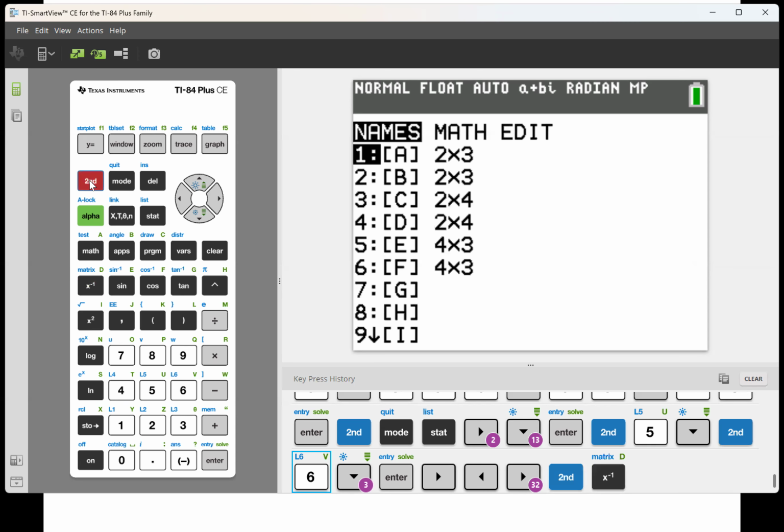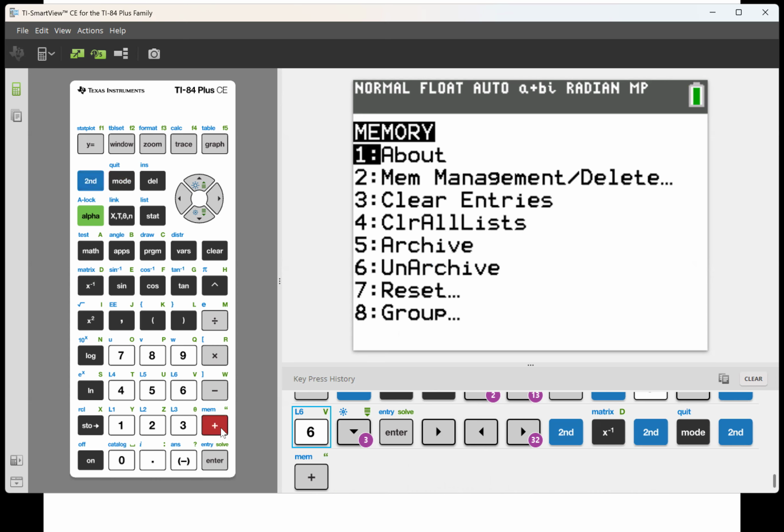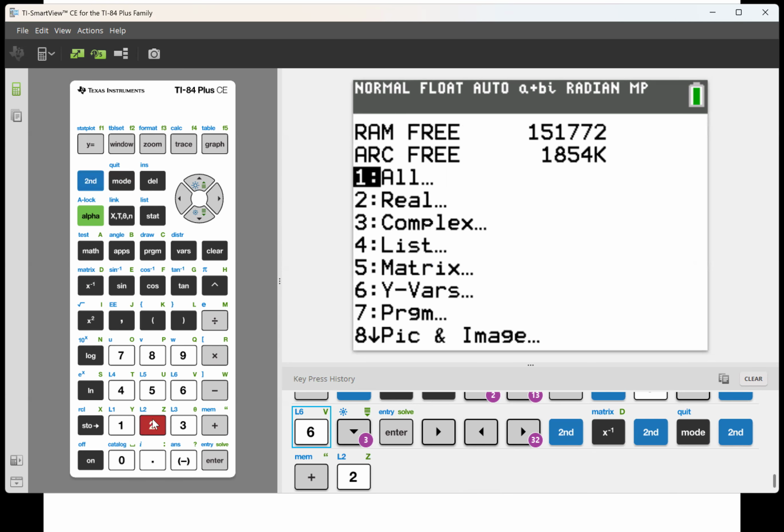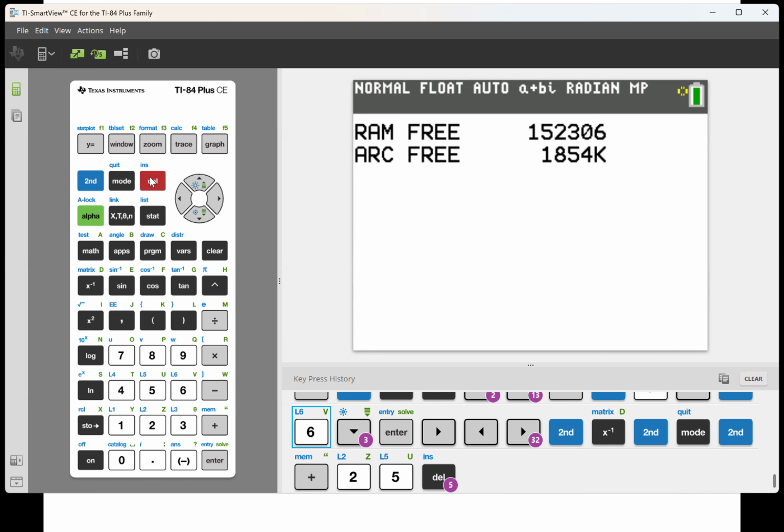So I'm going to get out of here. I'm going to go to my memory management. I'm going to go memory management, delete, number 2. I'm going to go to number 5, matrix, and I'm just going to delete those using the delete key. Delete, delete, delete, delete, delete. All right, now I'm good to go.